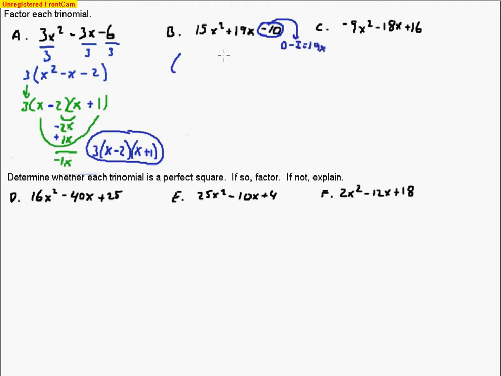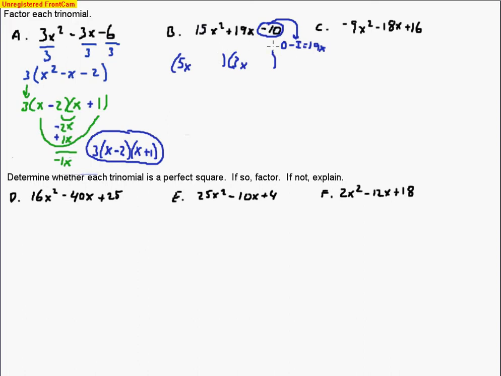So I'm going to draw my two parentheses, and my first inclination is to go ahead and break this 15 down. I'm going to break it down because if I used 15x and 1x, I think I'm going to end up multiplying by a factor of 10, which would give me something too big to subtract to make 19. So that's the reason why I'm trying to go with a 5x and 3x to start with.